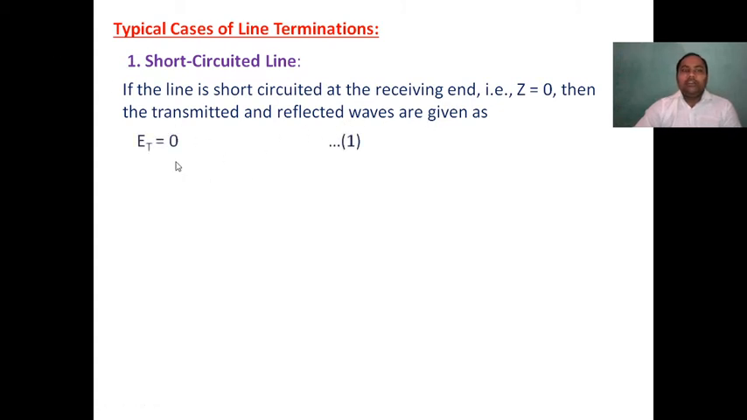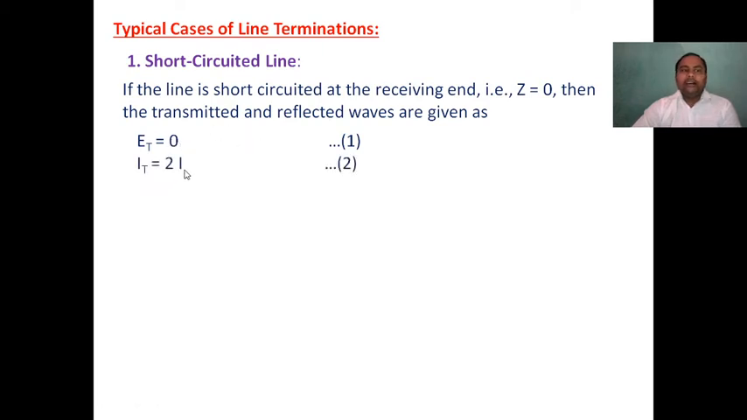The transmitted voltage is equal to 0. Why do we get a transmitted voltage of 0? If the line is short circuited at the receiving end, there is no transmitted voltage. The transmission voltage is nil if the line is short circuited. There is a current, but there is no voltage. So the transmitted voltage is equal to 0.